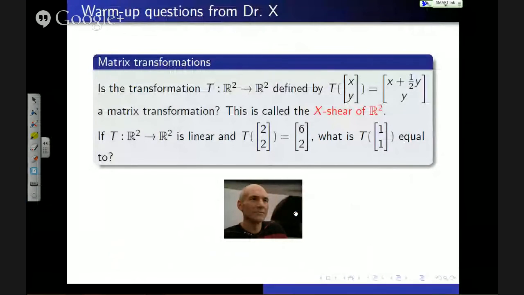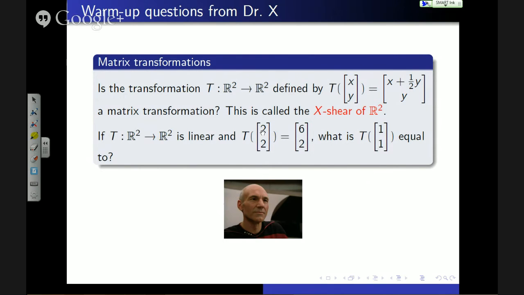Okay, here's another question. I give you T, again from R2 to R2, and I tell you it's linear. And I also tell you that T applied to the vector (2, 2) is the vector (6, 2). Question: what is T applied to (1, 1) equal to? One of your colleagues here is saying (3, 1). And that's absolutely the right answer. Why is that?